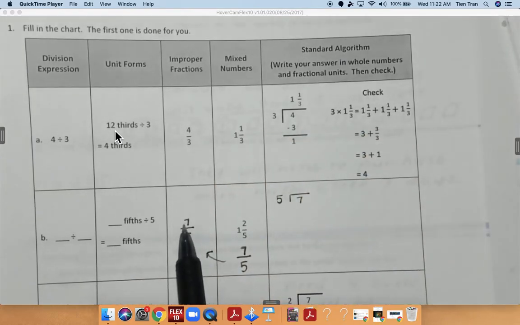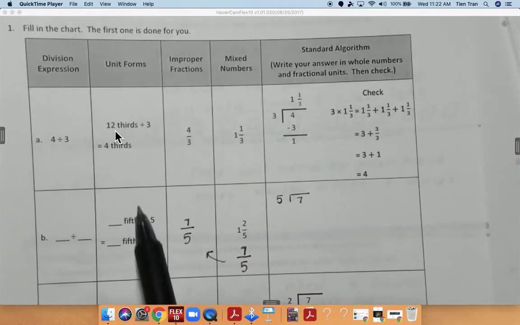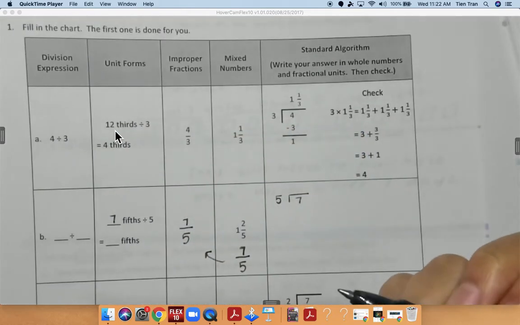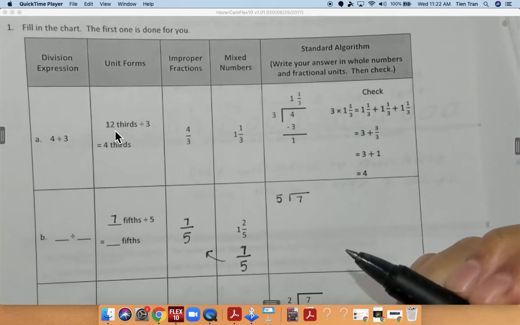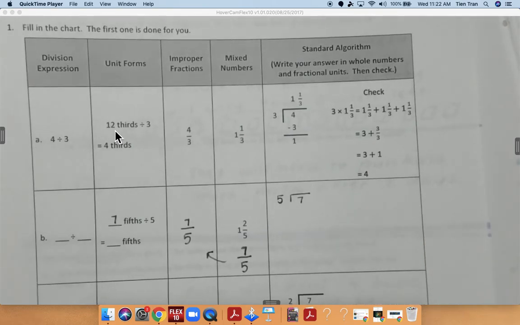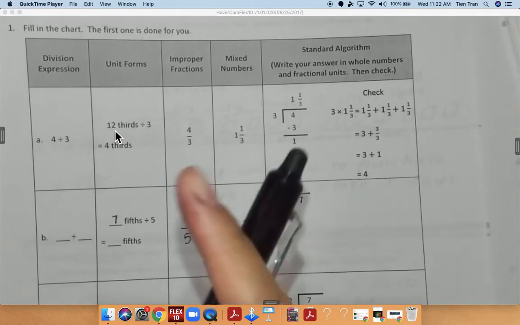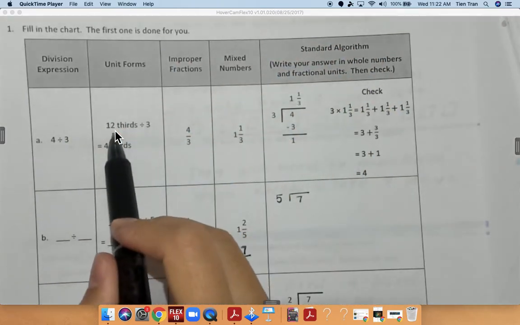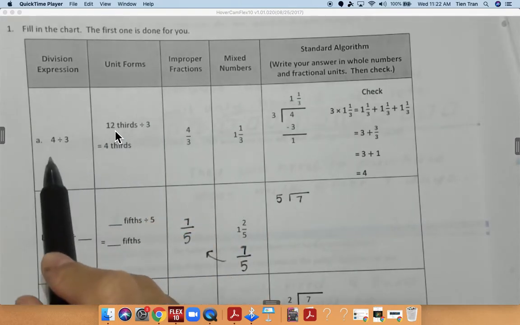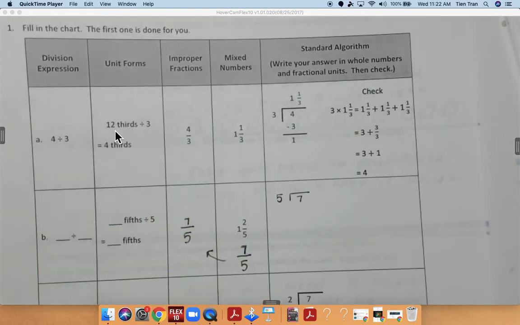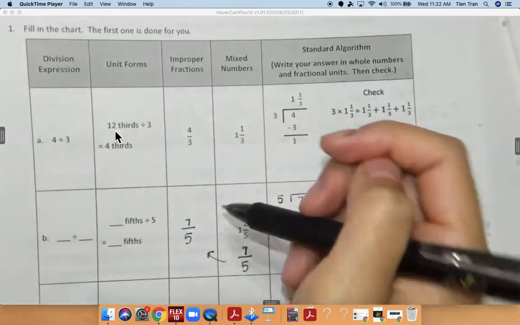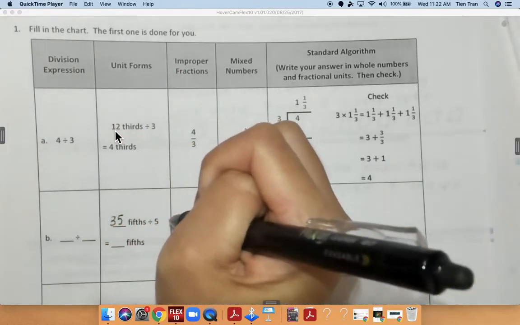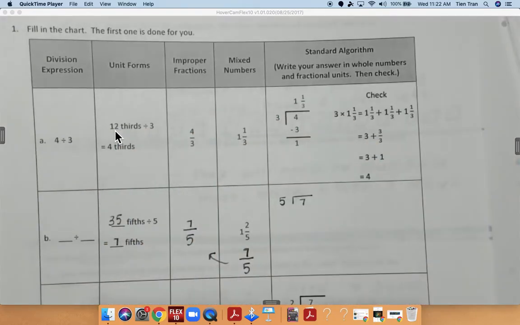Now, with this number right here, I can do the rest. I can do the unit form. So that means that I have 7 fifths divided by 5. What does that give me? Is what I'm trying to figure out. I think right here what they did was 12 thirds divided by 3. So they want you to multiply the two numbers together. So that's what I'm going to do. We have 7 times 5, which is 35 fifths divided by 5 is equal to 7 fifths.